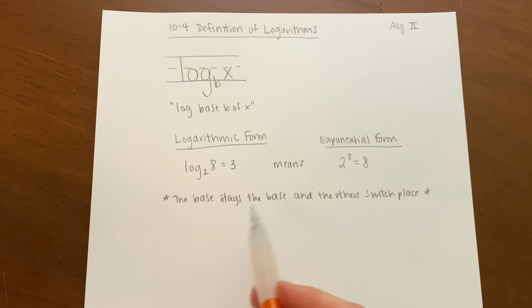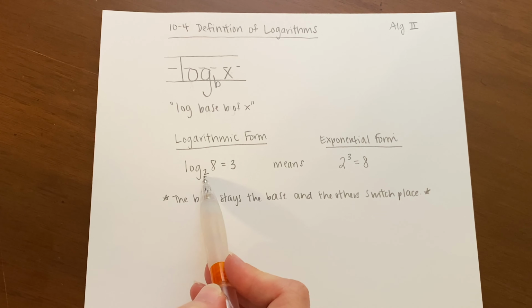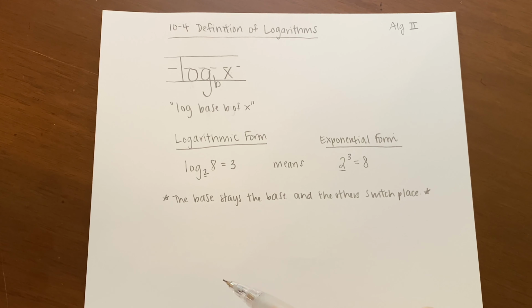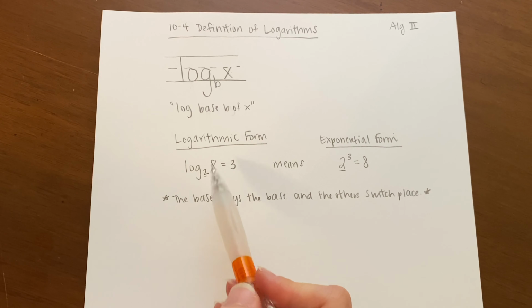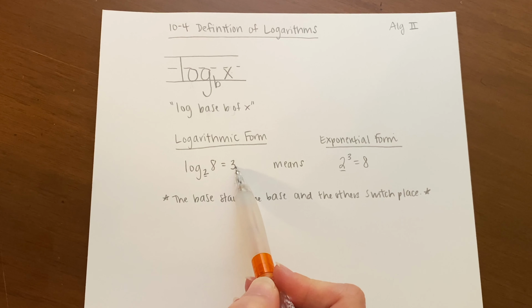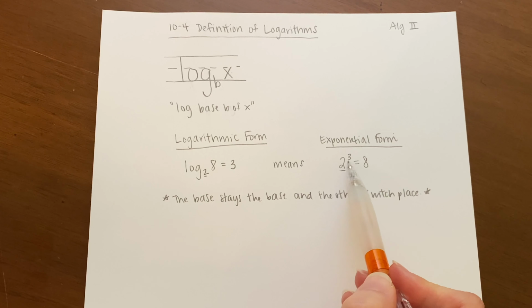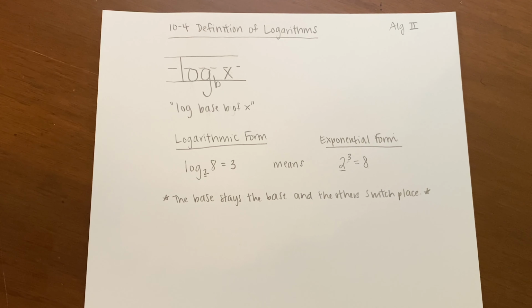So the base stays the base and the others switch place. The base is this number down here in the logarithmic form. It stays the base over here in exponential form. And the others switch place. So right now the 8 is next to the 2 and the 3 is on the other side. If they switch places, then the 3 is next to the 2 and the 8 goes to the other side. So that's one way you can remember. The base stays the base and the others switch place.